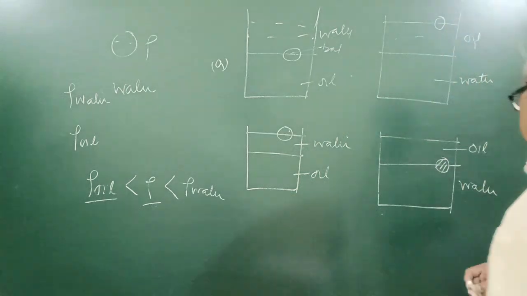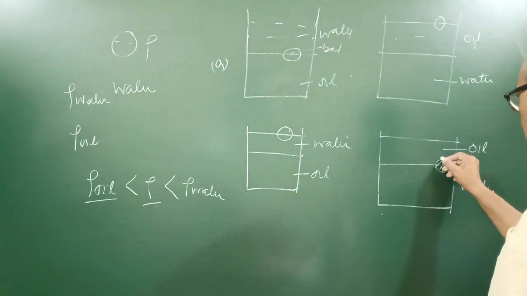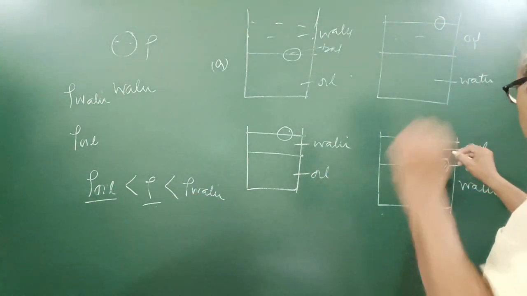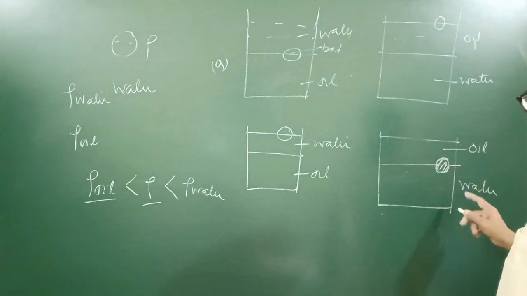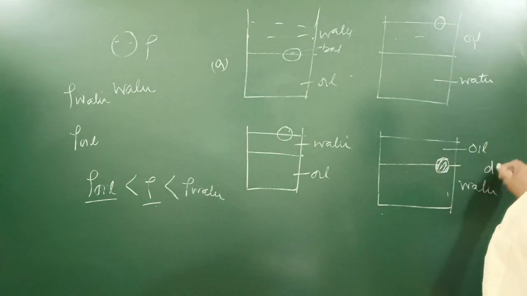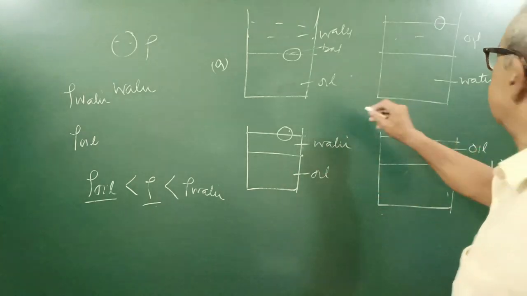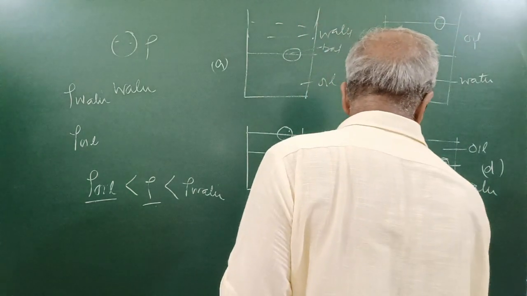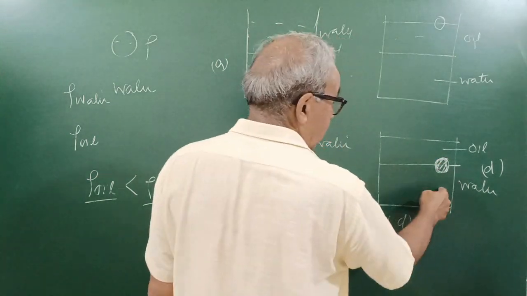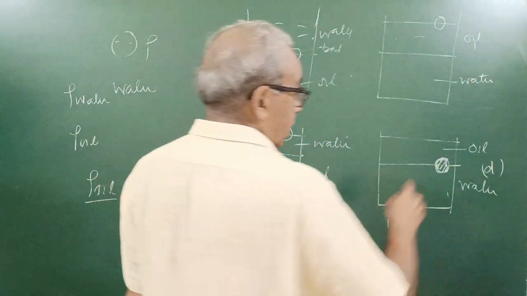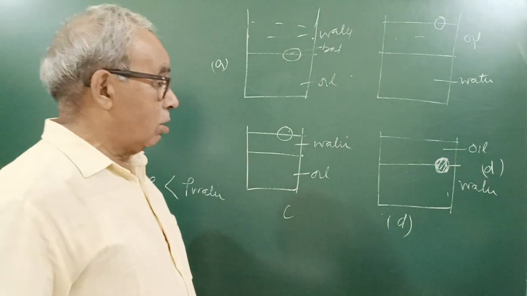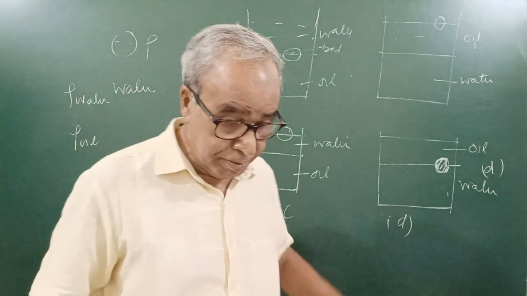So density of ball is less than water, and density of oil is less than this. So ball will sink in oil and will float partly submerged in water. So this D diagram is correct. Among A, B, C, D, this diagram is correct. Ball density is less than water, so floating submerged, and more than oil. So ball will sink in oil. So it is correct.